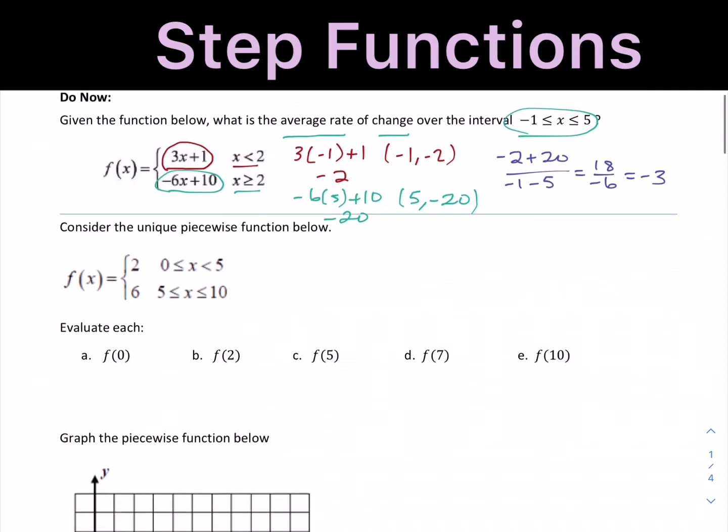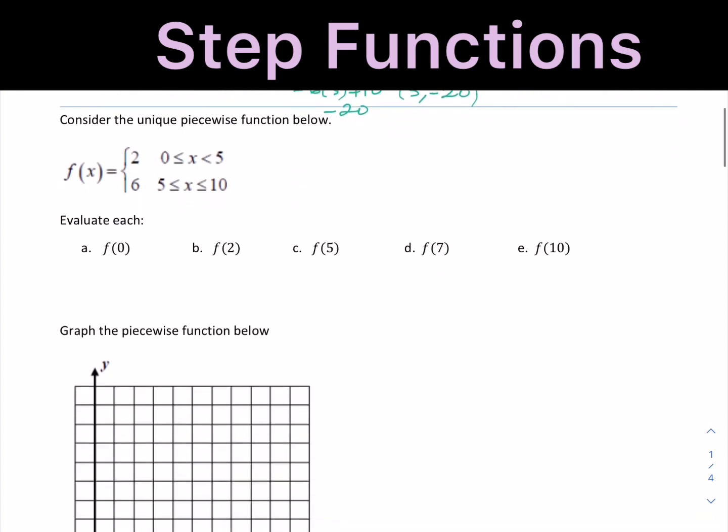All right, so let's consider a new piecewise function. I call this a unique piecewise function because each piece is actually a horizontal line. We have these two horizontal lines, so f of 0 belongs to the first set, so it evaluates at 2. F of 2 evaluates also at 2 because it's found in this interval from 0 to 5.